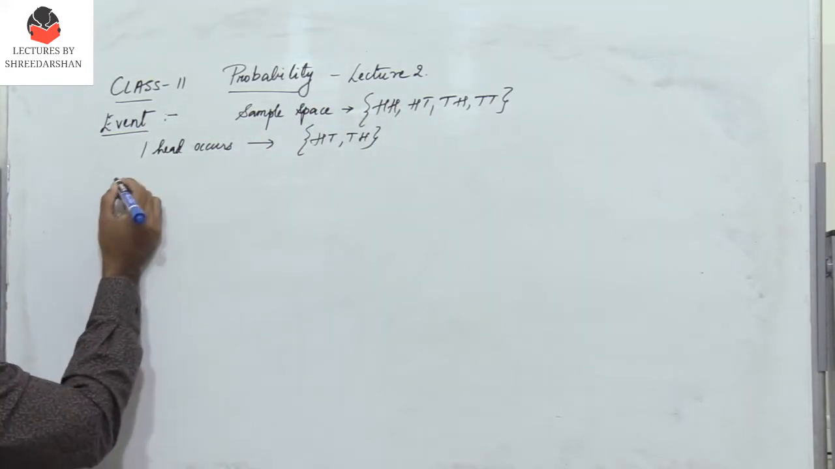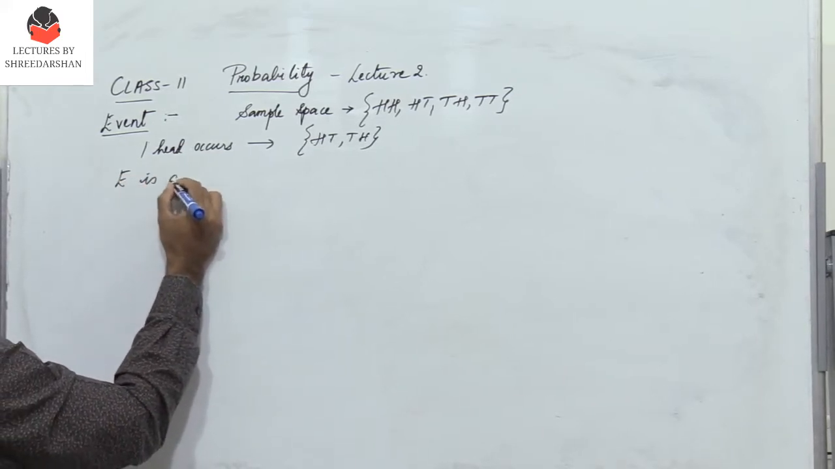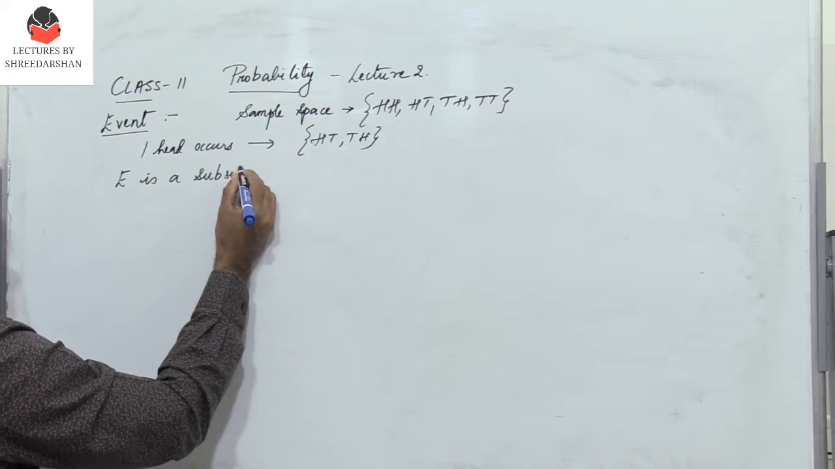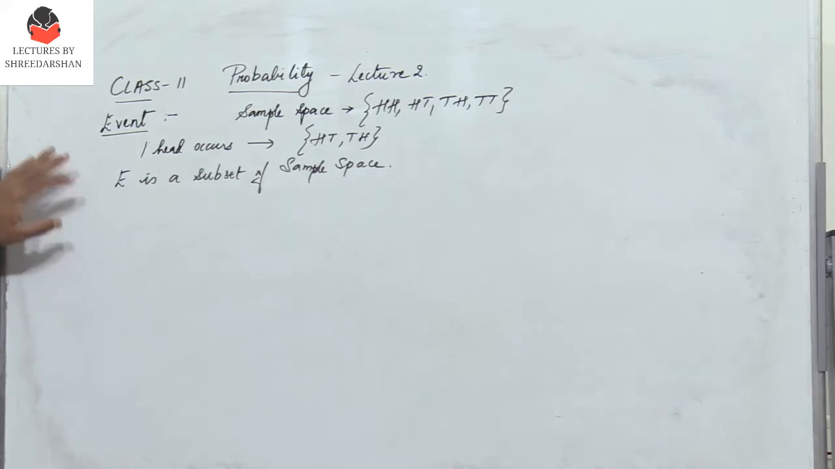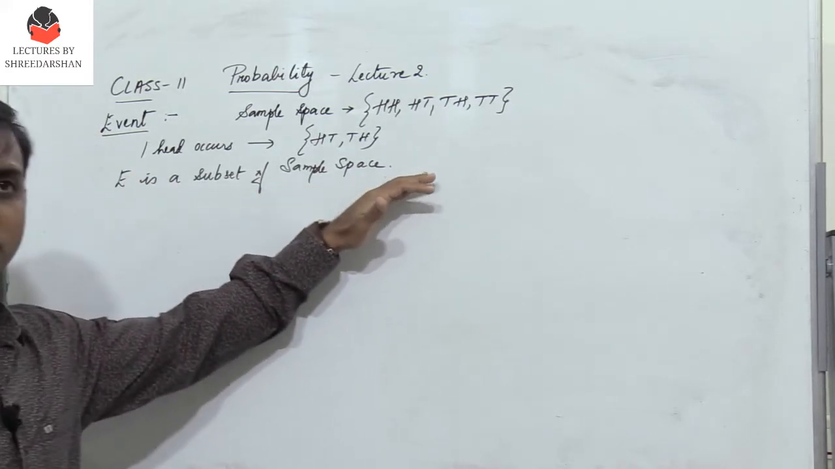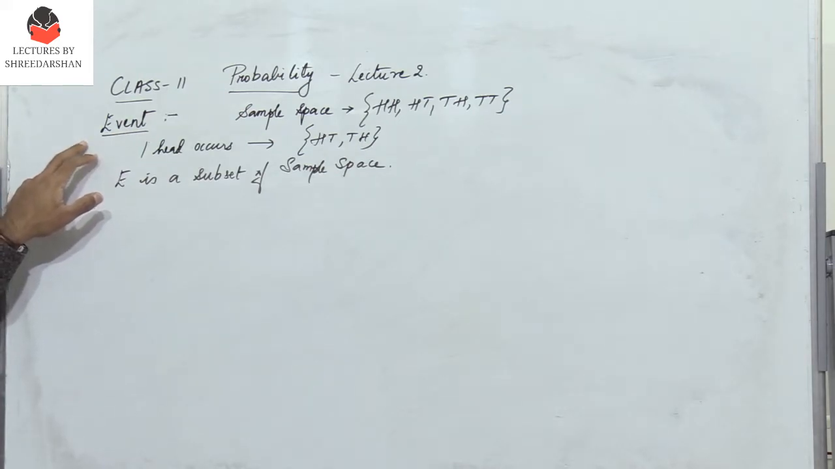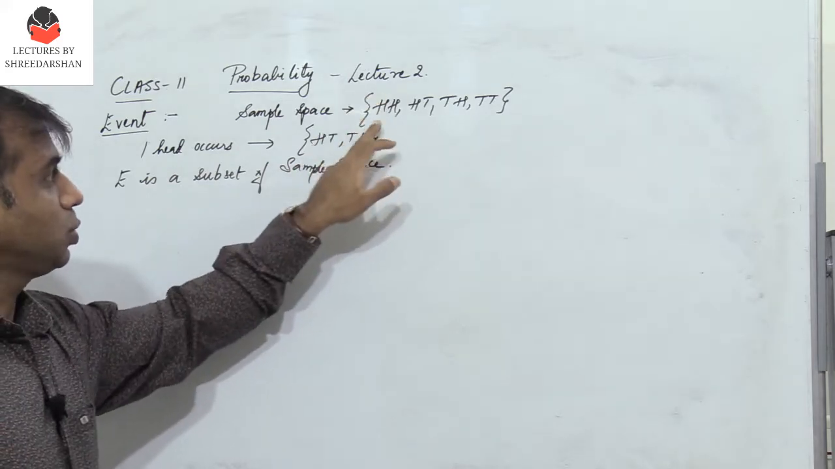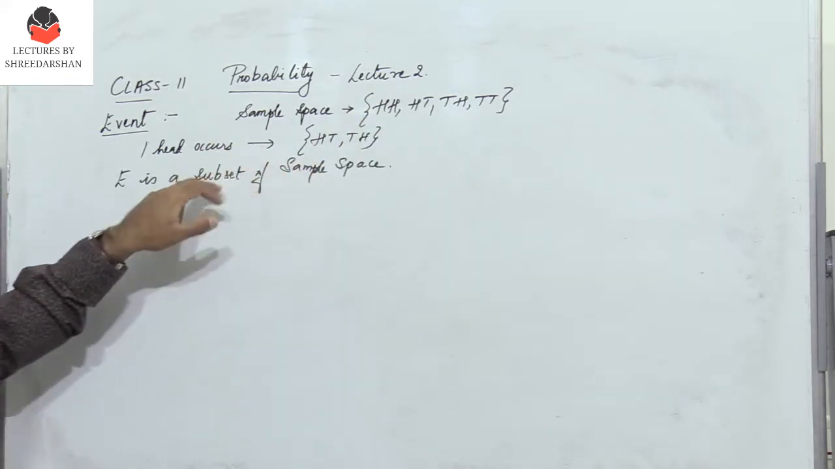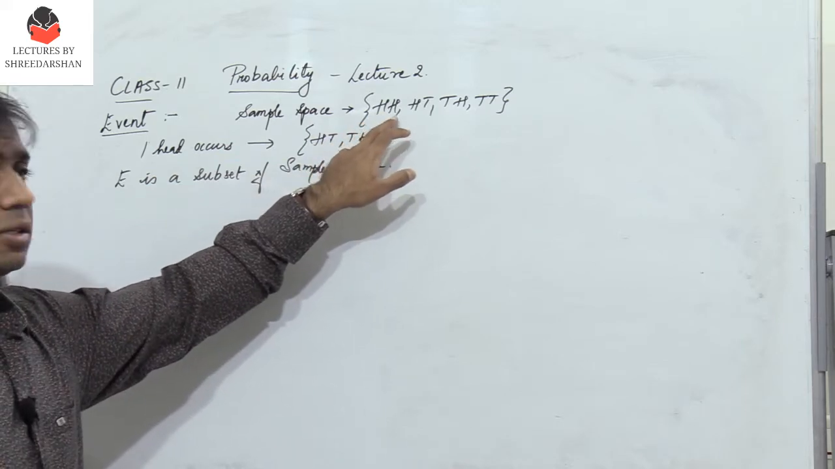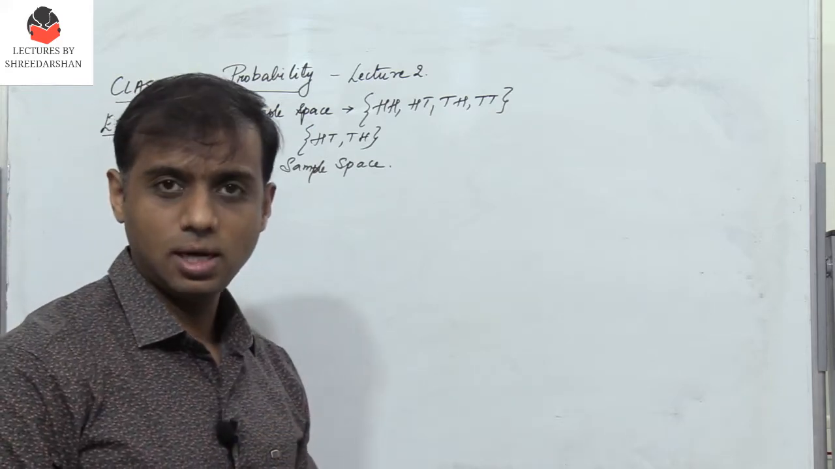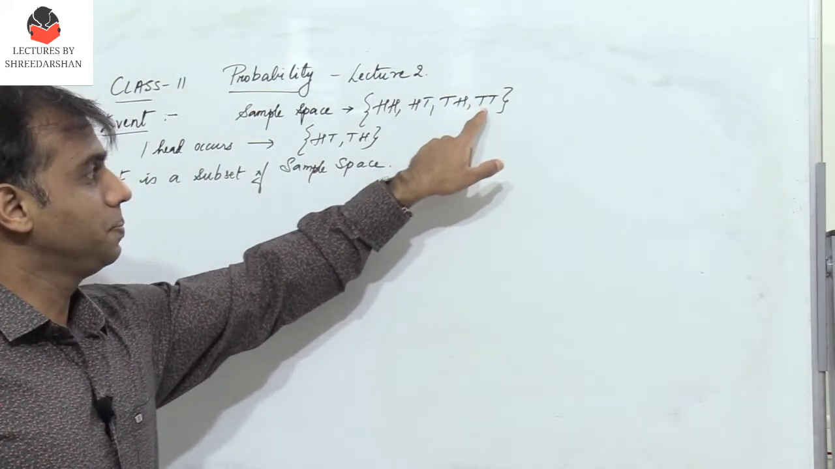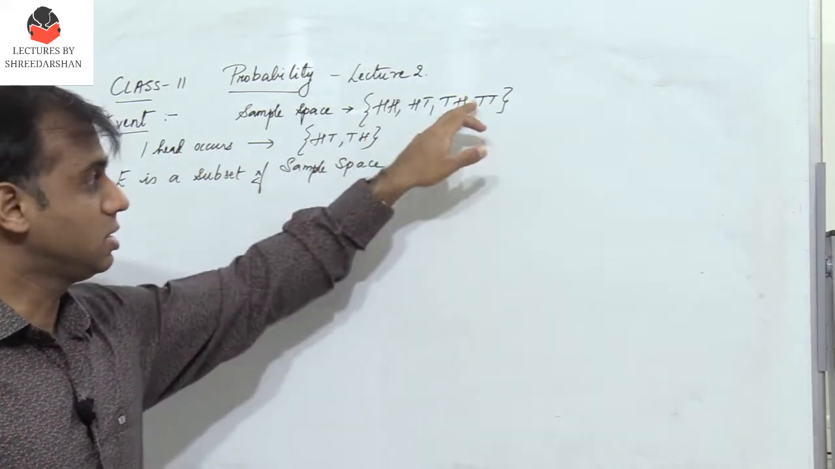Therefore, in general any event E is a subset of the sample space, right? Any event you define is going to be a subset of the sample space. If I define an event, say A, which says that two heads occur, then that would be HH, a subset of the sample space considered here. Or if I define an event where I get two tails occurring, then this would be the subset TT, right?